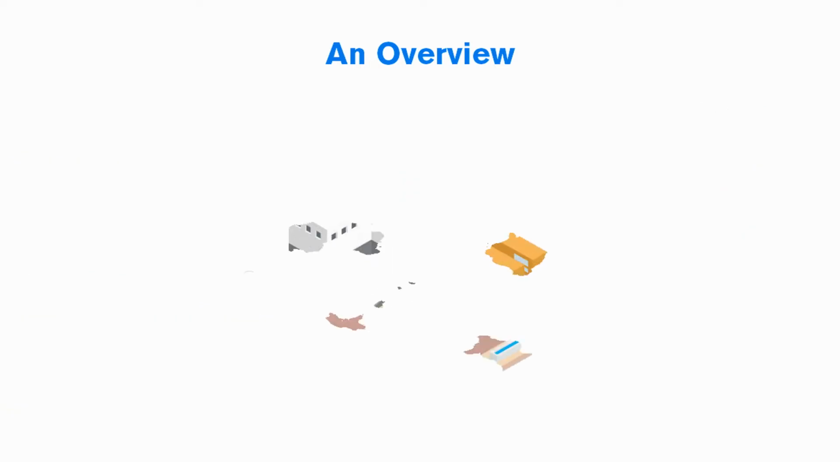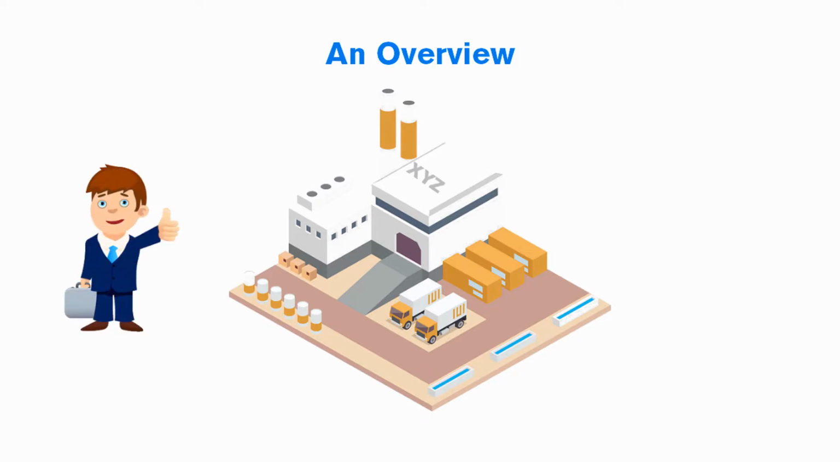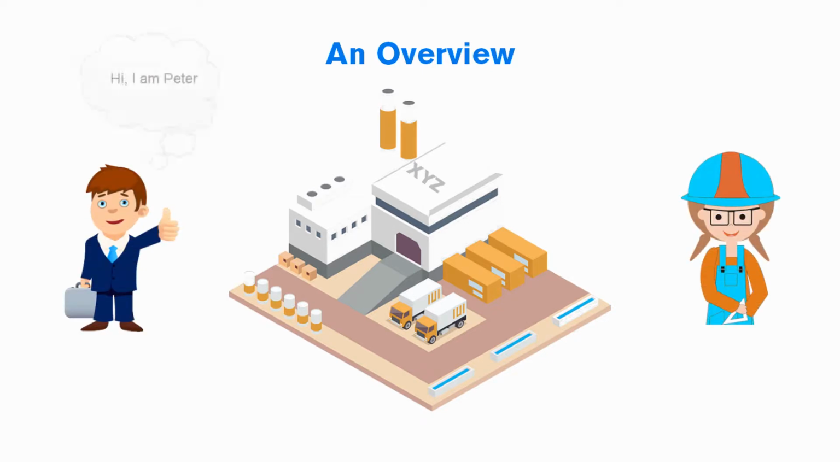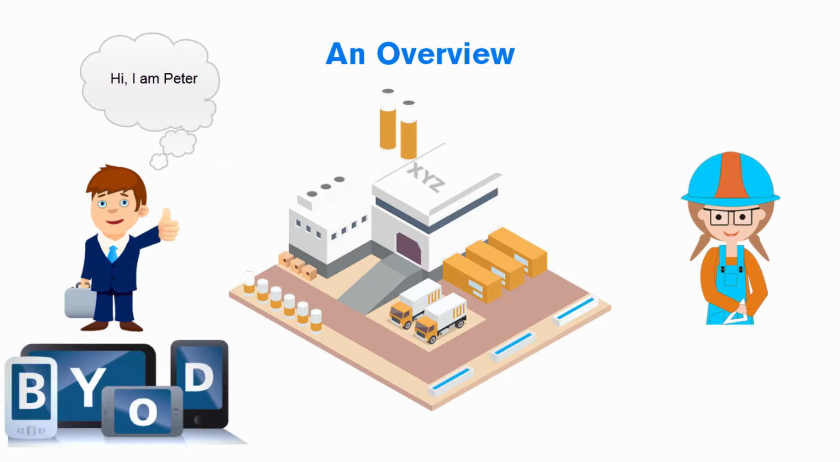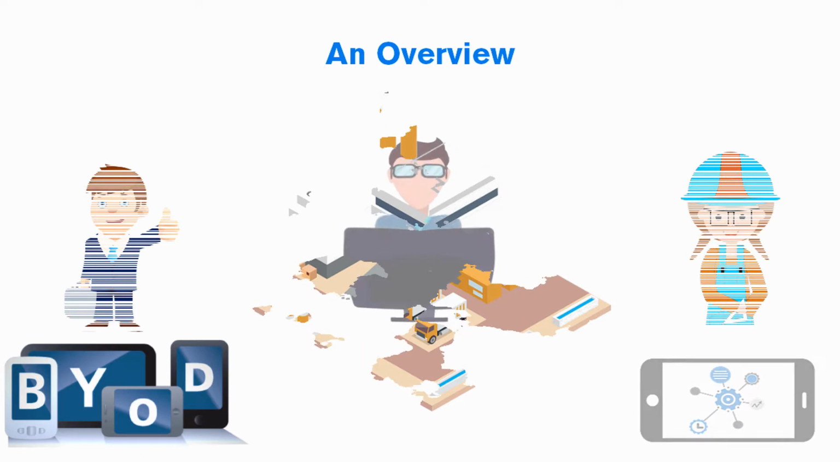Let us consider a scenario where XYZ Corporation has two sets of users. One set belongs to the sales division and another belongs to the manufacturing division. Peter in the sales division brings his own device to work and carries it along during his business trips, whereas Anna in the manufacturing division has been provided with a corporate-owned device.